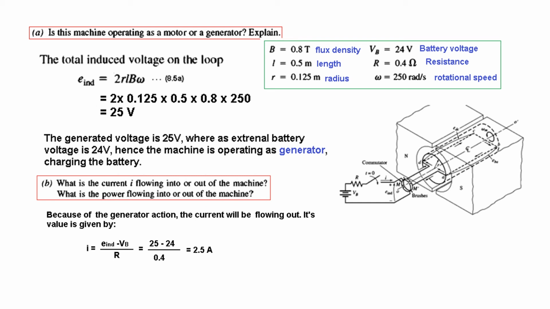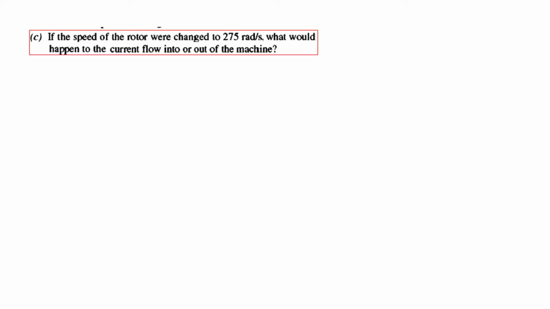And the power flowing is simple. P is equal to V into I. So the power out of the machine is E induced into current, which will give 62.5 watt. So this is part B.